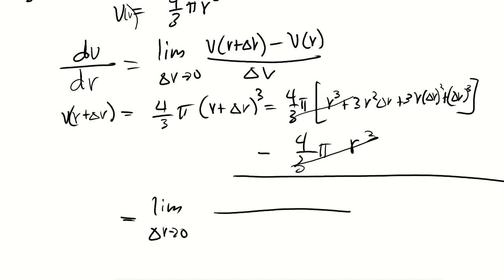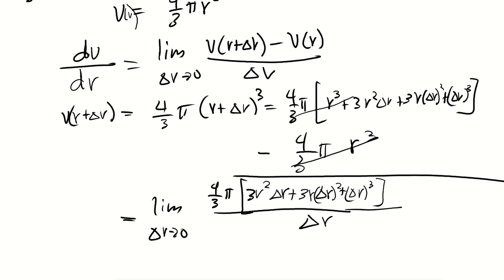So what will be the remaining terms? At the numerator, we have 4 over 3 pi. So r cubed will cancel out. So we have 3r squared delta r plus 3r delta r squared plus delta r cubed. And we divide it with delta r. We can cancel out delta r here. This will become 1 and this will become 2.